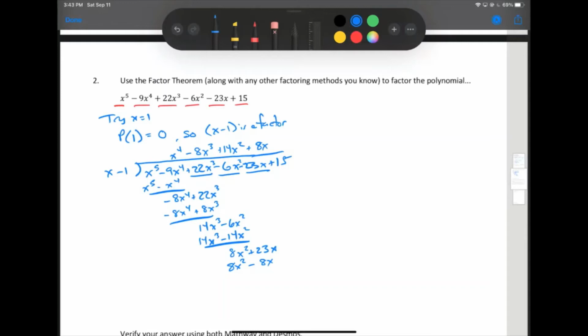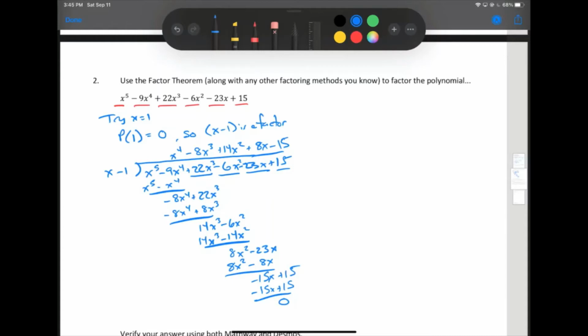One second here. Ooh, okay, so I had a little heart attack there. Realized I have a sign error. That should be a minus in front of the 23x from when I brought it down. Okay. Negative 23 minus negative 8 is negative 15x. Bring down the plus 15, and that should just be a minus 15. And sure enough, the remainder is 0 as we suspected it would be.